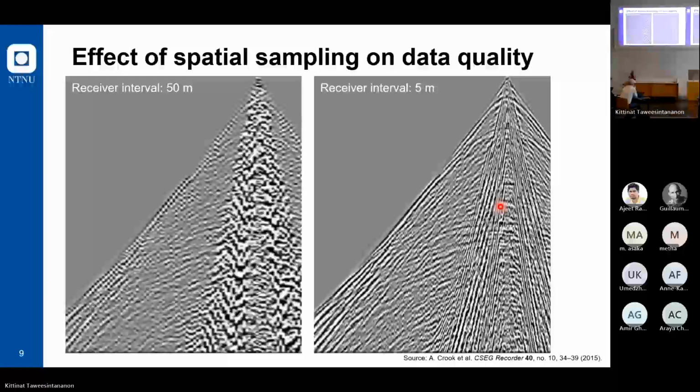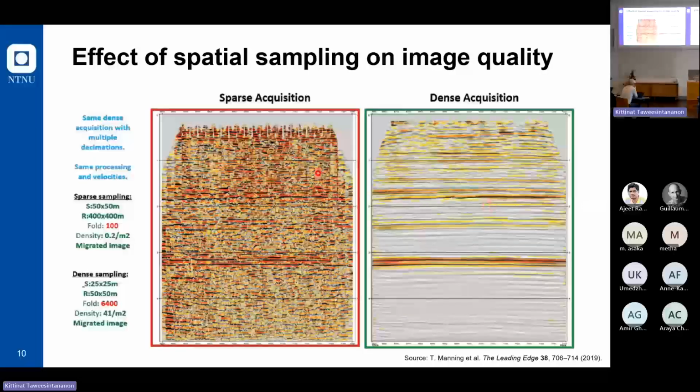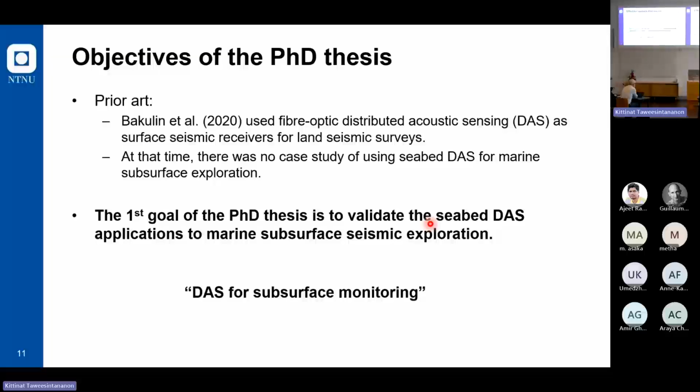Another illustration is for sparse acquisition. The image is like this, but if you have dense receivers, you can get an image like this. You can clearly see the benefit of having a high spatial sampling rate, or short receiver intervals. That is the great benefit of fiber optic distributed sensors, because they can have high spatial resolution.